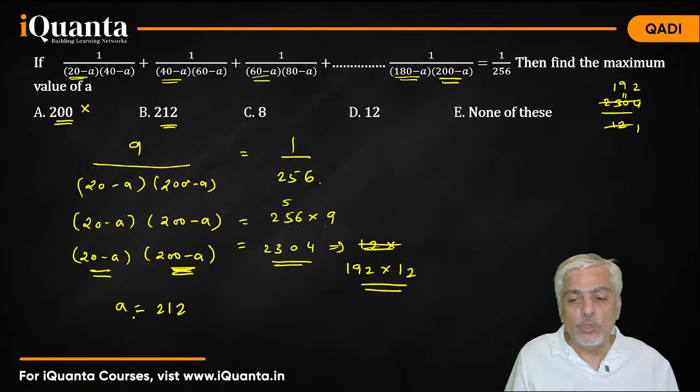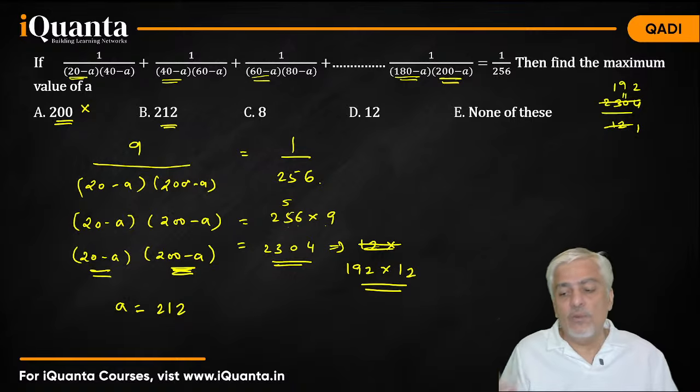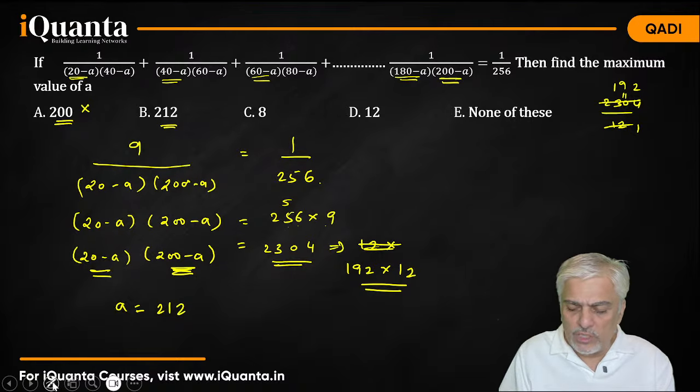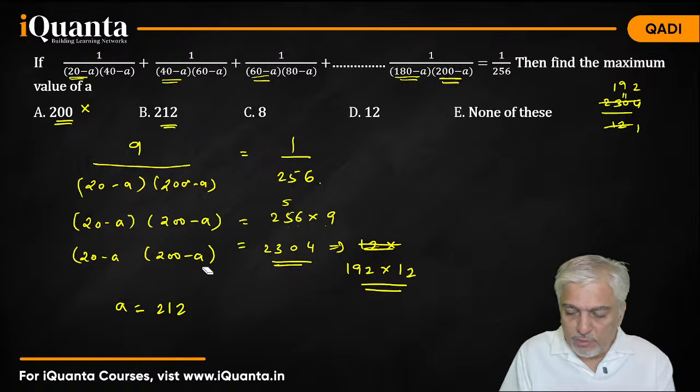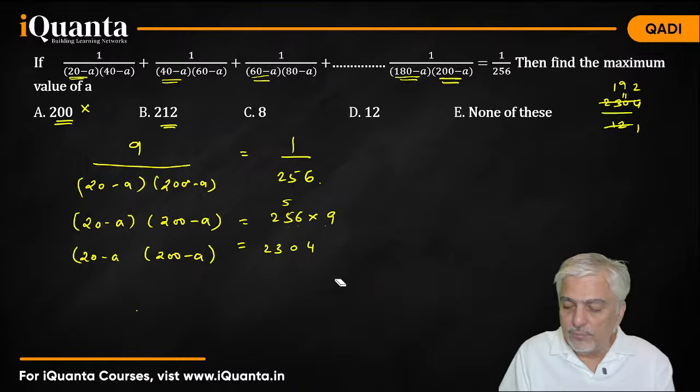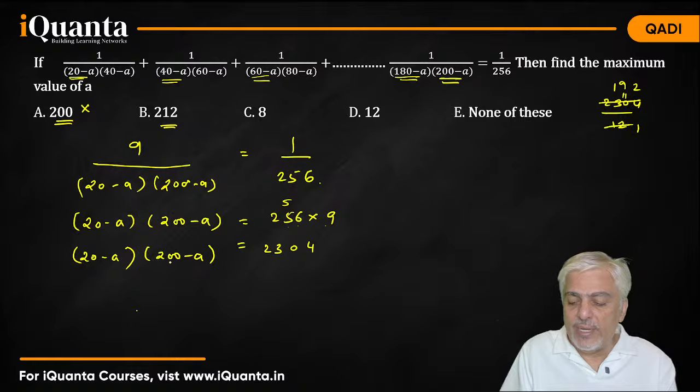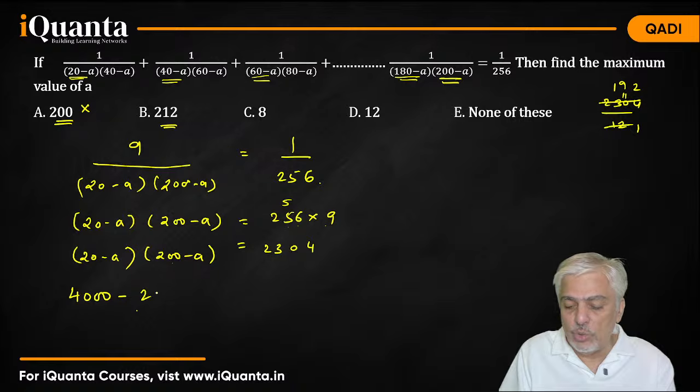If you don't want to use that, then what you can do is expand it, make a quadratic equation and solve it, which is also not very difficult. If you make the quadratic equation also, it's not that bad. Pay attention. So what will we get? 20 times 200 will be 4000 minus 20A minus 200A, minus 220A plus A square is 2304.